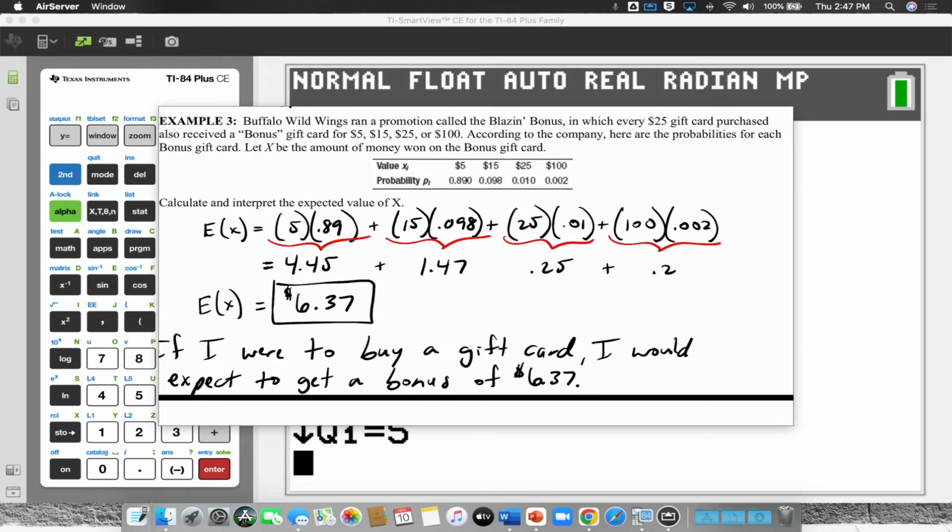Okay, so I would do this problem the same exact way I did this problem. No difference.